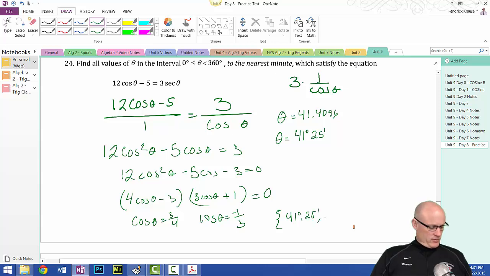And my other one's going to be where cosine is positive in the 4th quadrant, and that would be 318 degrees, 35 minutes. And then for this one, where it's negative 1/3, sorry, that's a 1/3, and I do inverse cosine on that, I get 70.528. So we got that. Great job. Theta equals 70 degrees and 32 minutes.